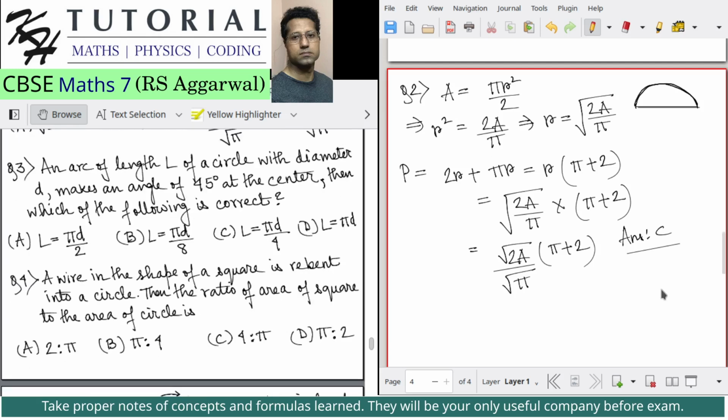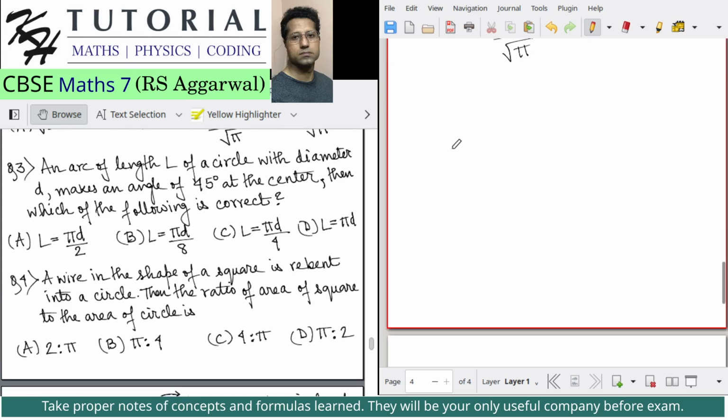Okay, let's do problem number 3. An arc of length capital L of a circle with diameter small d makes an angle of 45 degree at the center. Then which of the following is correct? So there is an arc. The length of the arc is given to be capital L, and the arc is of a circle with diameter d. That is, its radius will be d by 2.